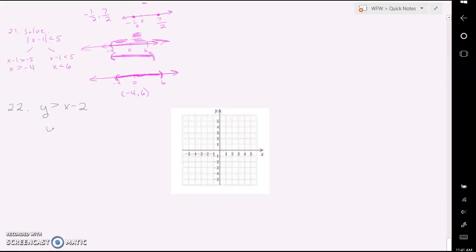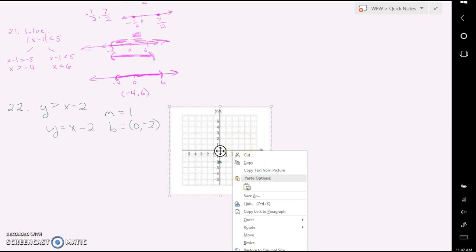In number 22, we have y is greater than x minus 2, which is already in the form of y equals mx plus b, where your slope m is 1 and it crosses the y-axis at the point 0, negative 2. Okay, so we first plot the line y equals mx plus b by going to the point negative 2 on the y-axis, and counting up 1, over 1, and drawing a line.